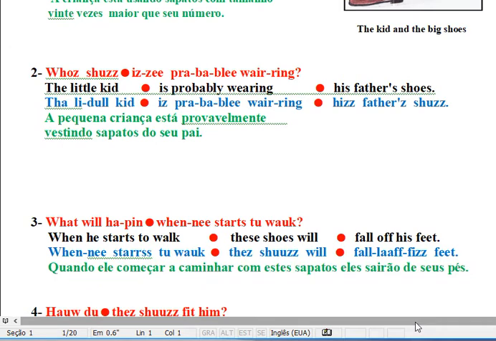Line 2. The little kid is probably wearing his father's shoes.